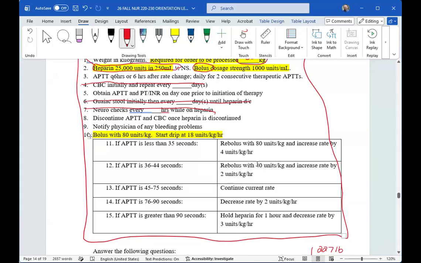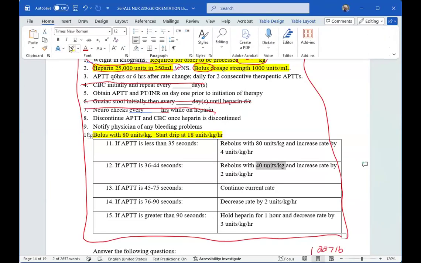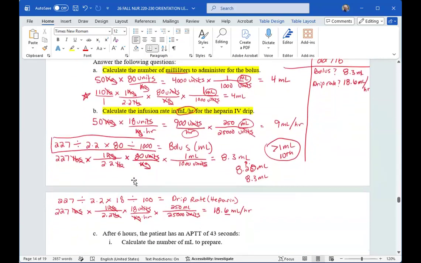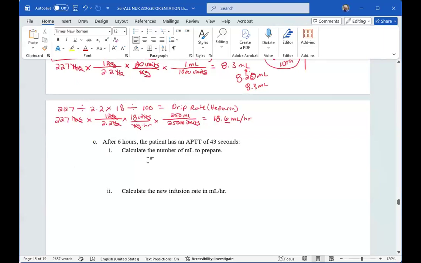It says to rebolus with 40 units per kilogram. So we're doing a rebolus. Sorry, let me go here. And then it says to increase the rate by 2 units per kilogram per hour. So it's just asking us to do an additional step. So this just comes down to what do we do next? I'm going to go back to the 110-pound patient because that's probably how this is keyed. That'll also make the steps a little bit easier. So again, 50 kilogram patient, but instead of 80 units for the bolus, the new bolus is what? 40 units.